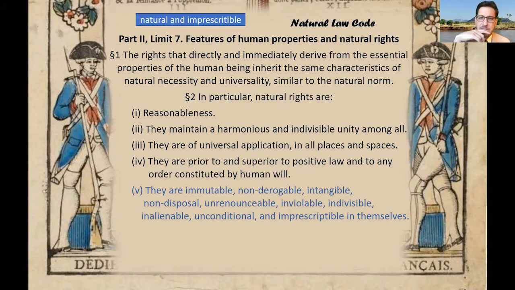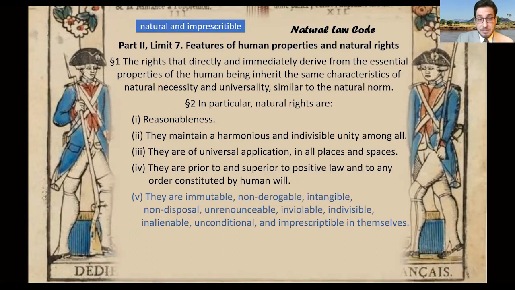Inalienable, I explained that. Unconditional, you cannot put conditions. For example, the law cannot say, well, you will have the right to life, but you should fill some form. If not, you are not a citizen, or you will not have the right to life. No, the government cannot put any kind of conditions to recognize, to protect human rights. And imprescriptible: with the passing of time, you cannot lose any right, in themselves, obviously, no? This is quite important. Remember those words, no?